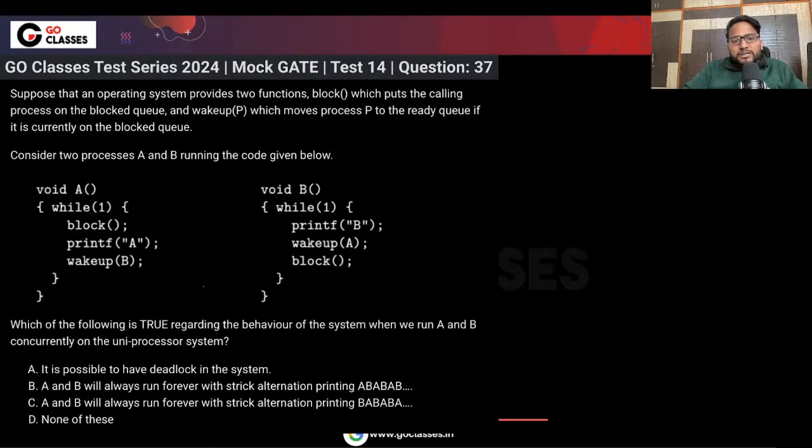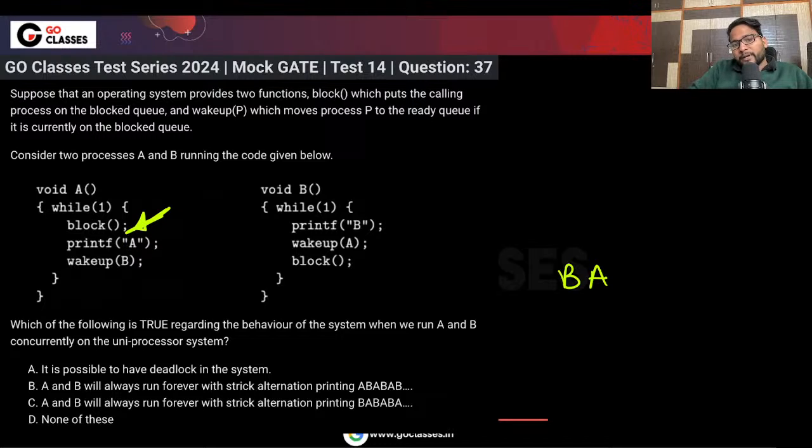Okay. So in this question, they are saying that if we have two functions, do you think that they will run forever? No. It may be possible that one of the wake up calls or one of the block calls may get wasted. Let me just tell you how. Earlier, if you want to access this, it will get blocked, right? Then B will get printed, and then it will wake up this A, and A will get printed probably.